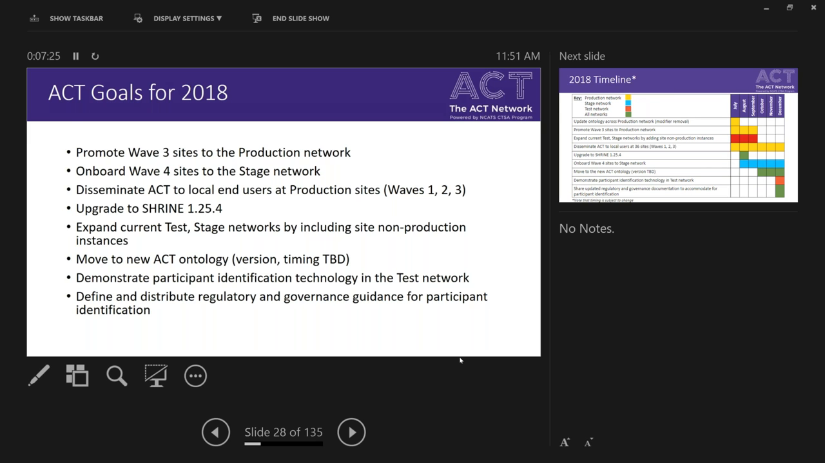As Vivian and Sean were talking to earlier, we were demonstrating the I2B2 plugin technology in the ACT test network. Our four pilot sites have already installed the technology, but we're going to continue making refinements across the test network prior to our rollout in 2019. And then defining and distributing the regulatory and governance guidance for participant identification. As was mentioned, the actual identification will be done locally, but we still want to make sure, from a regulatory and governance standpoint, we're accounting for everything that you're going to need to know whenever you roll out the technology locally.